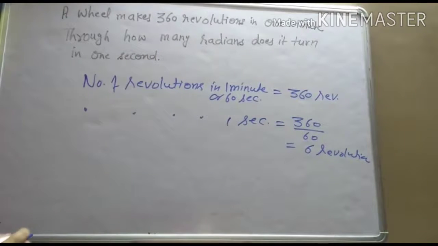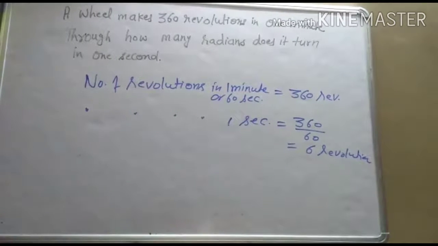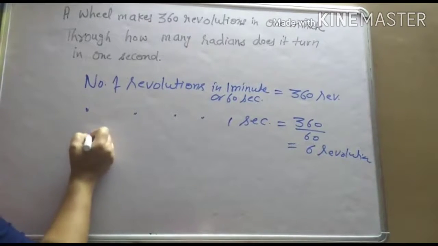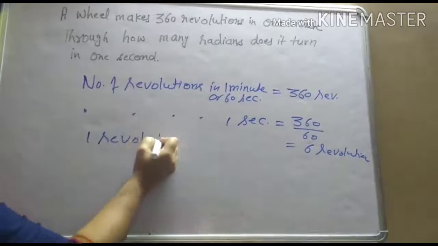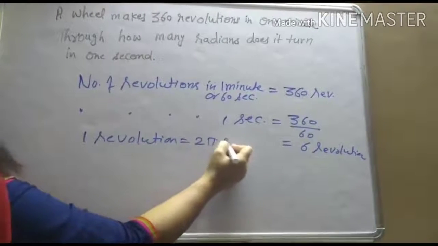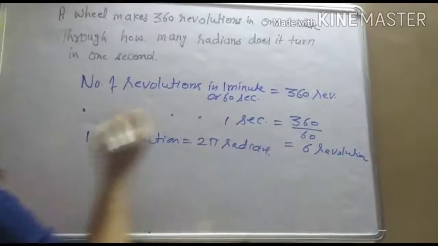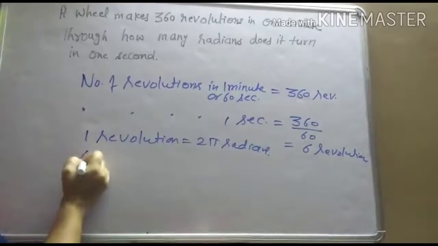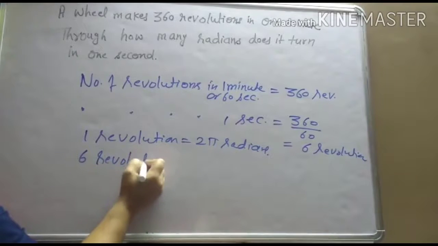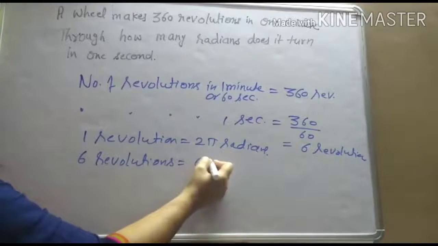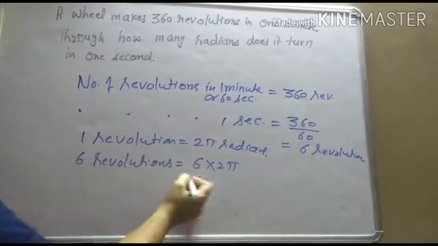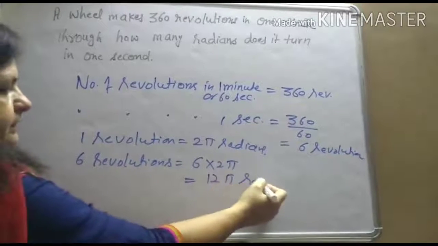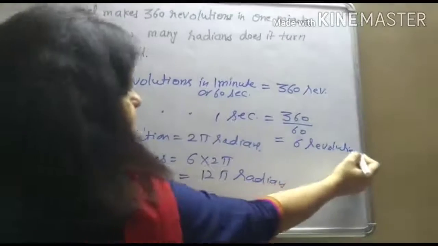Now 1 revolution means a complete angle, and 1 complete angle is equal to 360 degrees, or we can say 2 pi radians. It means 1 revolution is equal to 2 pi radians. But we have 6 revolutions, therefore 6 revolutions is equal to 6 into 2 pi, that is 12 pi radians.